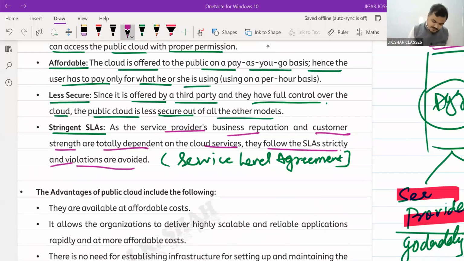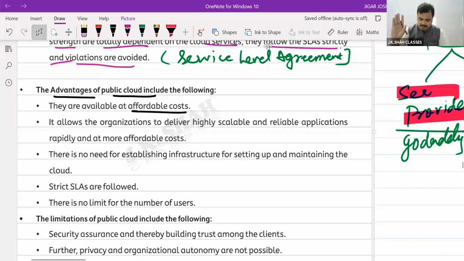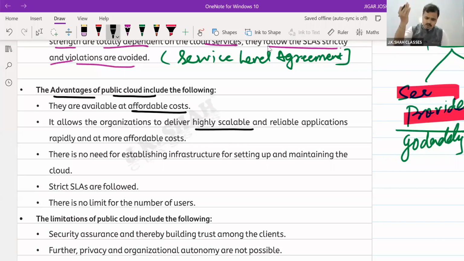Yes. Advantages, please concentrate. Advantages of public cloud. First one, it is available at an affordable cost. Yes or no? Yes, sir, whatever we use, we need to pay for that only, not for the full cloud. Second, it is highly scalable. Anytime we can quickly scale up or scale down the resources as per our choice. Third, we do not require to establish infrastructure. If it is a private cloud, then it is my own infrastructure, but if it is a public cloud, I don't need to create the infrastructure. Do you agree with me?